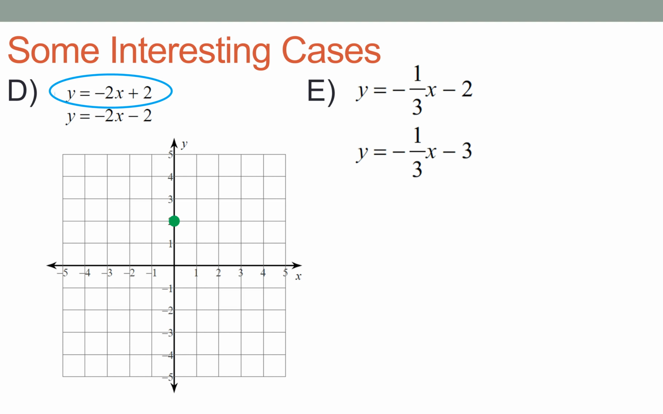Then my slope is negative 2, which is negative 2 over 1. So from the 2 on the y-axis, I'm going to go down 2 over 1. That puts me at 1, 0. Second green dot, connect the dots. Boom, I have a line in blue.